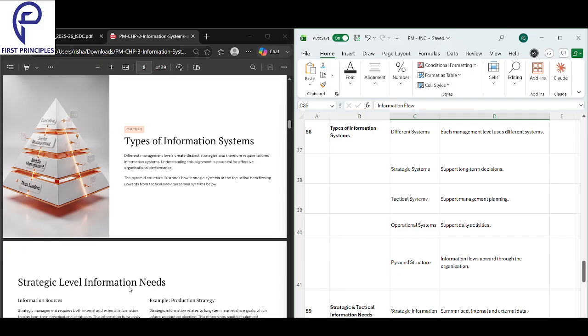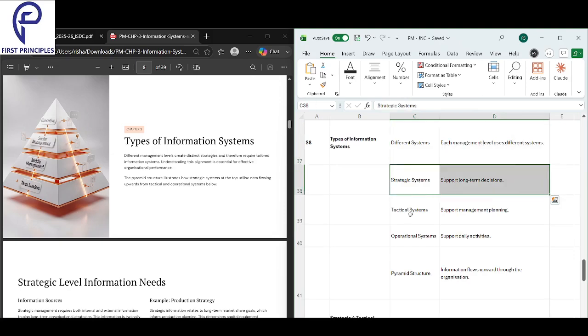And probably the Chief Minister of Karnataka, right? He doesn't need the information that a principal gets. He needs probably city level information. So different people: student level you need different information, principal level different information, Chief Minister of Karnataka different information. So when the information is different, the system is different. And these are the multiple systems. Each level of management uses different systems because the information needs are different.